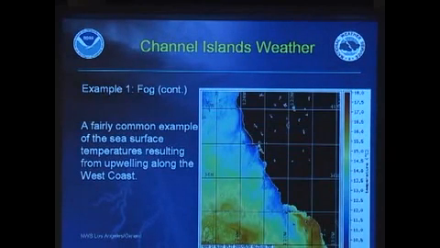Now, you can see a result. This is a fairly common example of sea surface temperatures resulting from upwelling along the west coast. And with my fancy pointer here, I'll point out the coolest areas right along the coast. This is off Monterey Bay and then off of San Luis Obispo and Santa Barbara County, right near Point Conception. Quite cool there. And on this particular picture, it is quite a bit warmer inside the California Bight, further to our south.